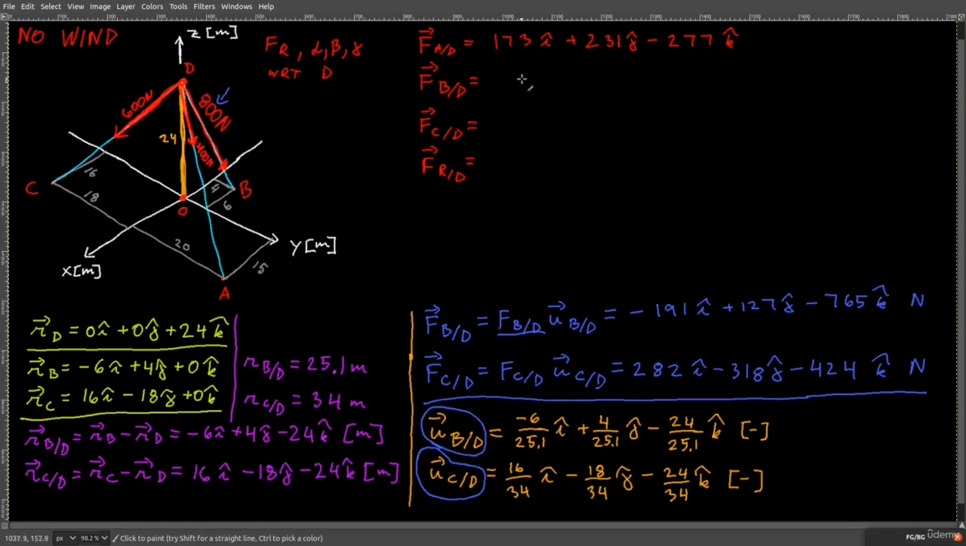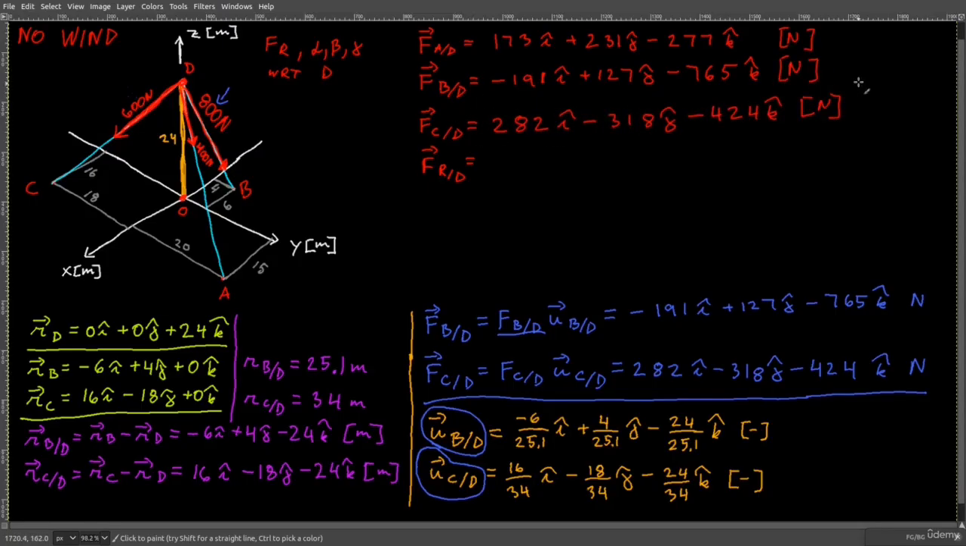And so I will also write it here. This is FB with respect to D. This is FC with respect to D. Of course, they're all in newtons. And now you need to calculate your resultant vector with respect to D. But since all your three forces are decomposed into their x, y, and z components, this calculation will be very easy, especially since we assume that there is no wind, which means that there is no external aerodynamic force that comes from wind.